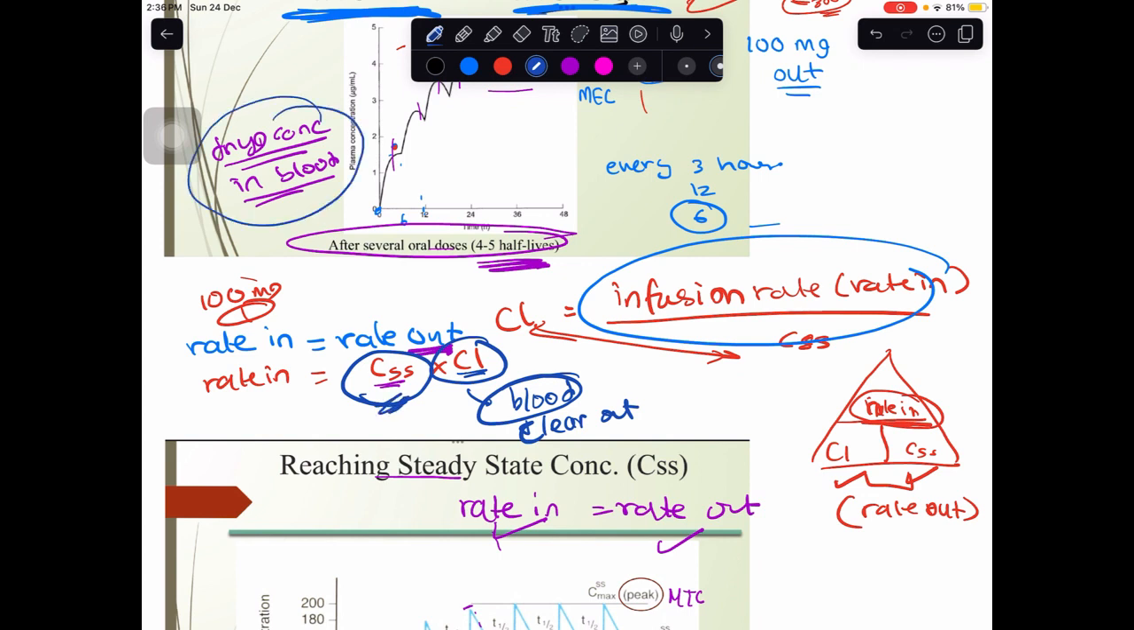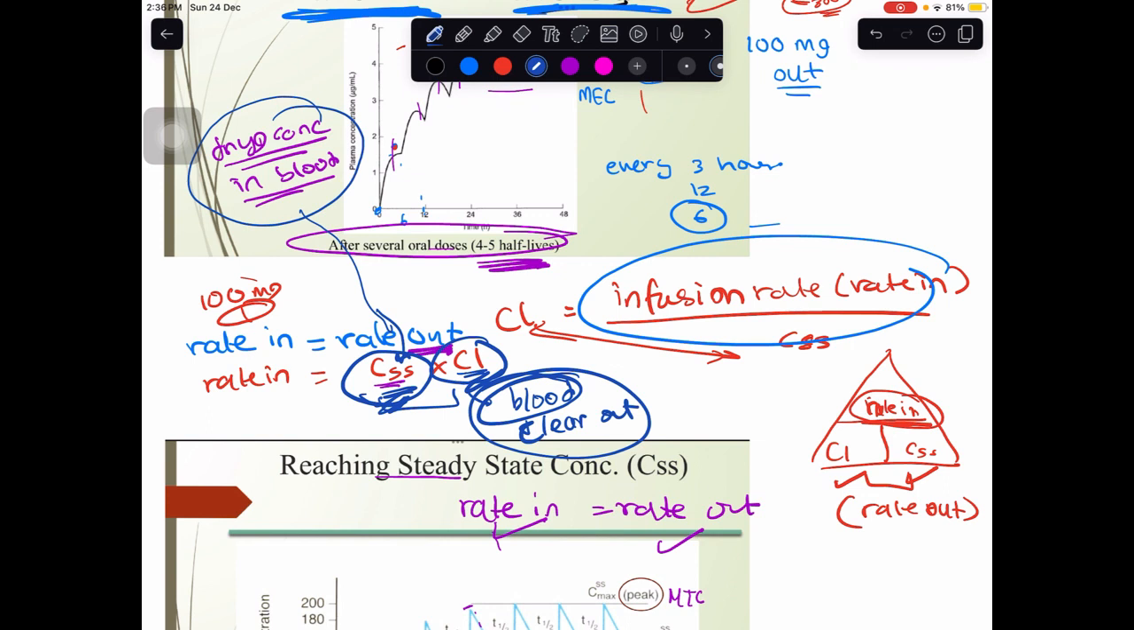The drug concentration in the blood, which is CSS, the steady state concentration. But how am I removing it? With the help of the clearance, with the help of the volume of the blood that is required to clear out the drug. Do you understand? It makes sense, right?